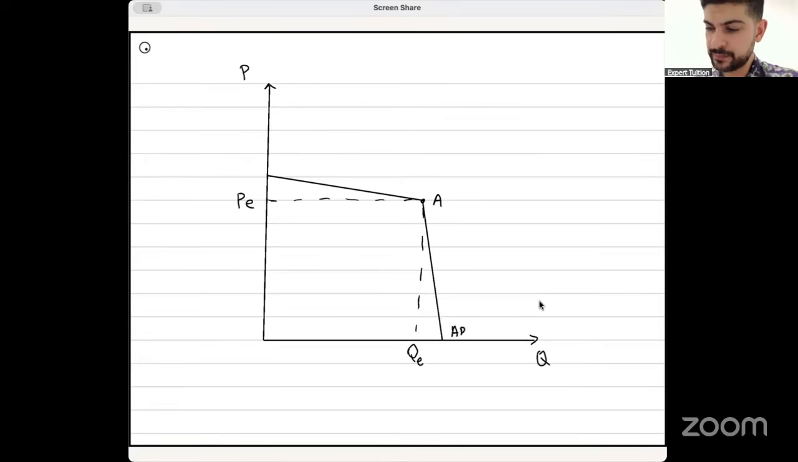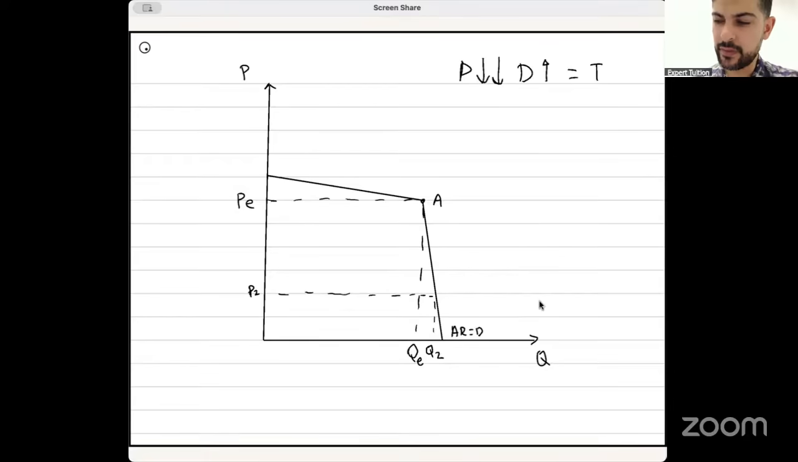This is AR, which is equal to D. And then I can really dramatically reduce the price from PE to P2. What does that show? If they all reduce their prices, it's going to result in a less than proportionate rise in demand. In other words, there's a big fall in the price, but a tiny increase in demand. Therefore, their revenue is going to go down. This is a very bad strategy.